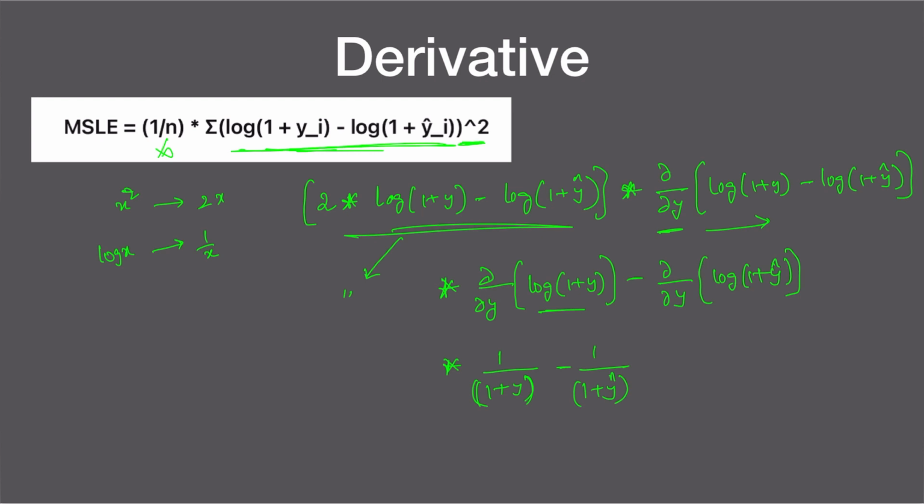And this total term here, 2 times log(1 + y) minus log(1 + ŷ), so this is the total derivative here. You can even further compute this, modify the expression, and continue till you reach a final expression. It doesn't matter, you can actually continue. So the derivative exists here for this one. That is the main point.